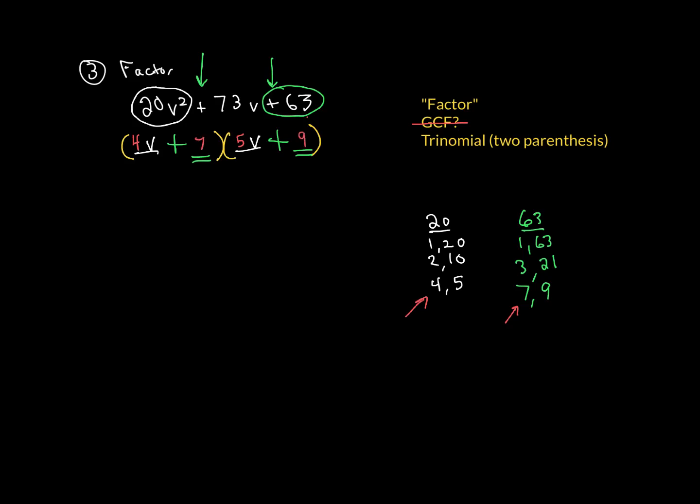Then we're just going to check it. On the inside here, we've got 35V when you take the 7 times the 5V. On the outside, 4V and the 9. That gives you 36V. So if you add those, you can make 71V, but we're trying to make 73V. So that doesn't quite work.